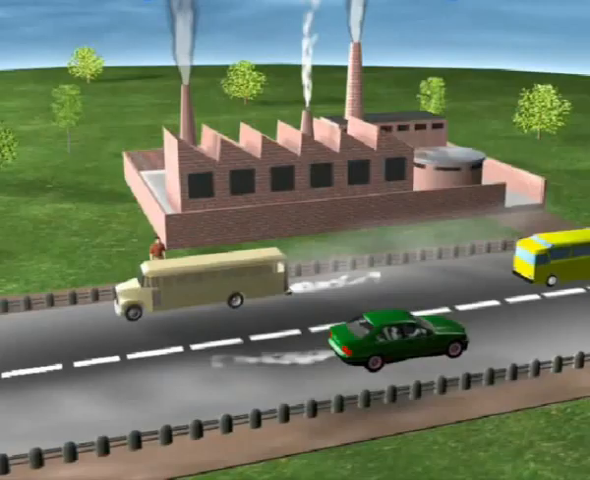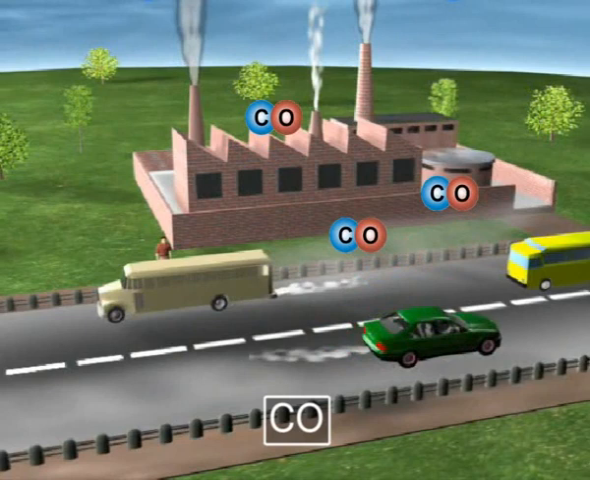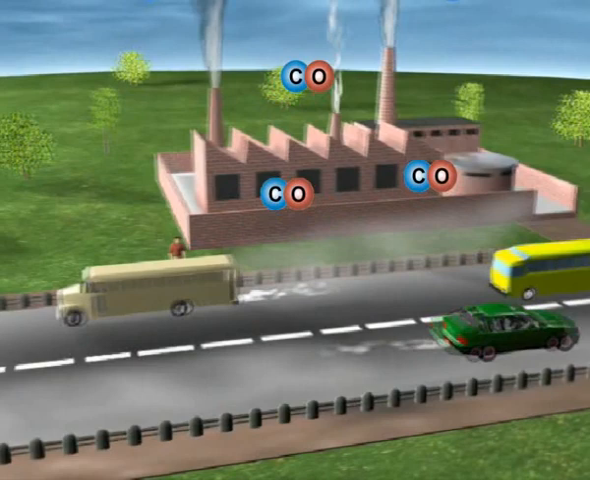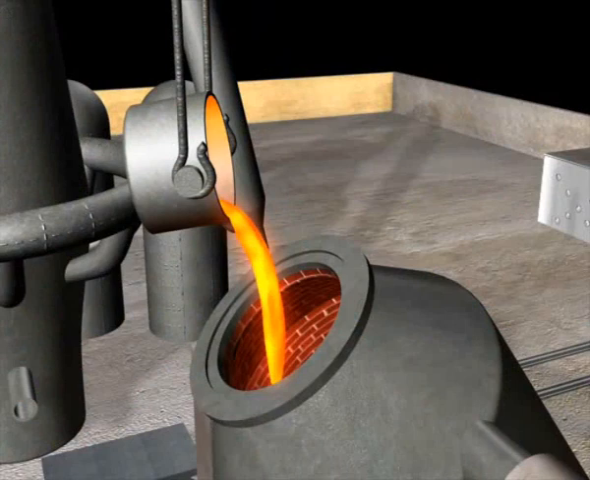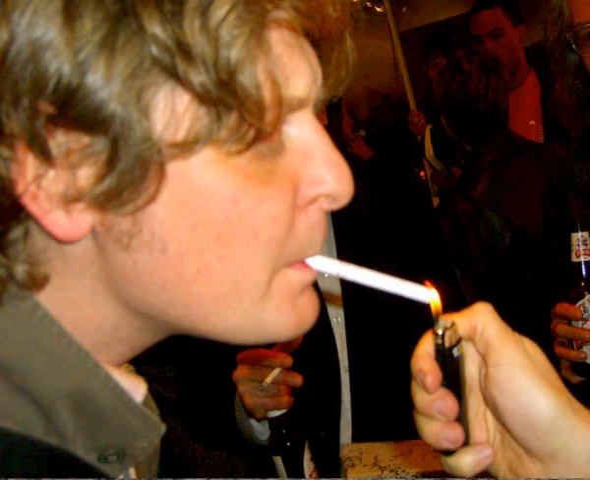Carbon monoxide is mainly produced due to incomplete combustion of fuels in industries, vehicles, kitchens, etc. The other sources are metallurgical operations, cigarette smoke, etc. It accounts for 50% of total air pollution.